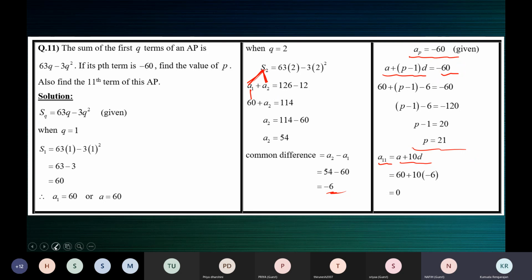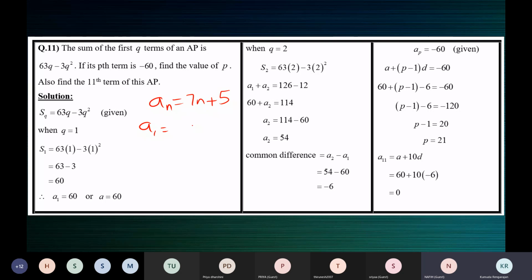Take a screenshot, children. Be careful. When you are given an, supposing an is 7n plus 5, then a1 will be 7 into 1 plus 5, 7 plus 5, 12. a2 is 7 into 2, 14, plus 5, 19.